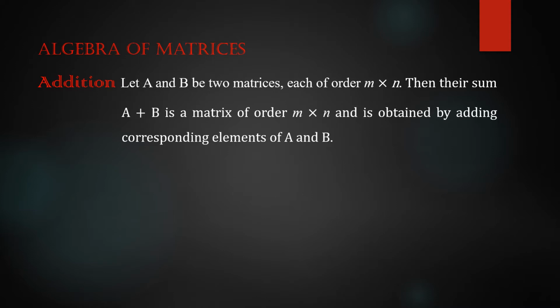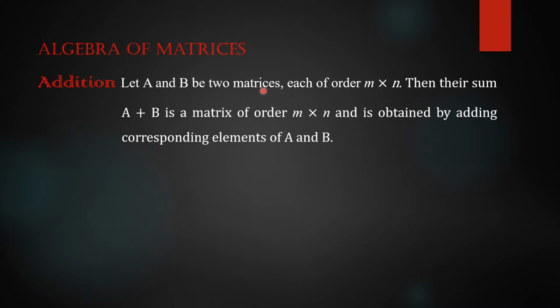Addition means, first of all, whenever you want to add two matrices, here I am taking two matrices A and B, the two matrices must be of the same order. Same order means the size of the two matrices which you are going to add must be the same. Here I am taking both of them of order m by n. We read this as m by n. So A and B are two matrices of the same order.